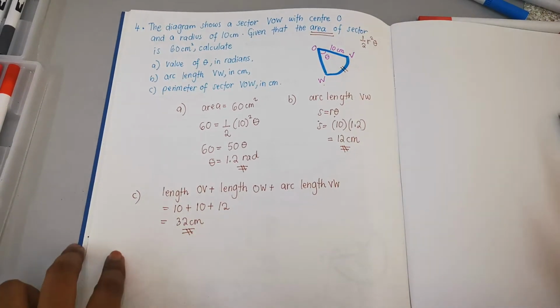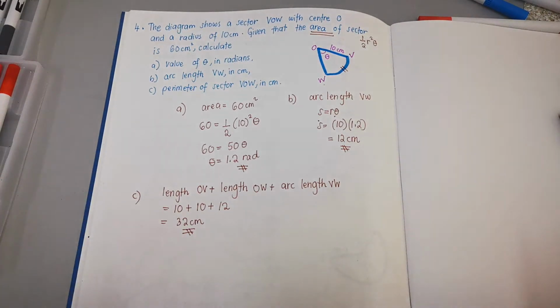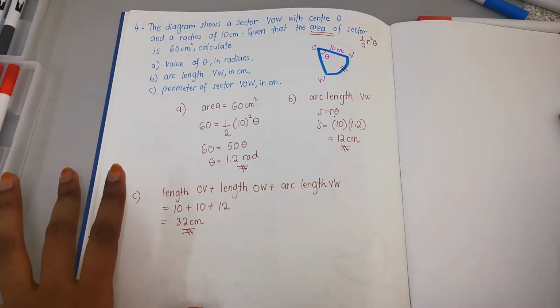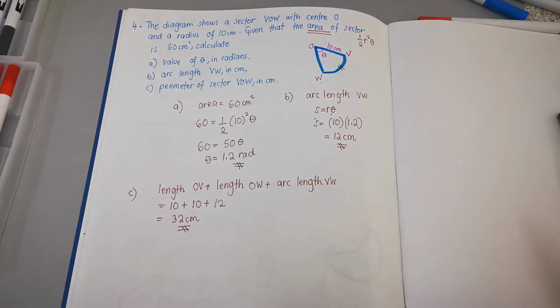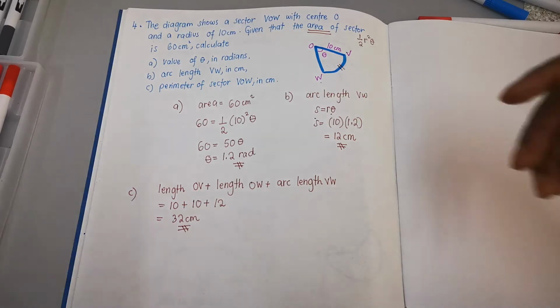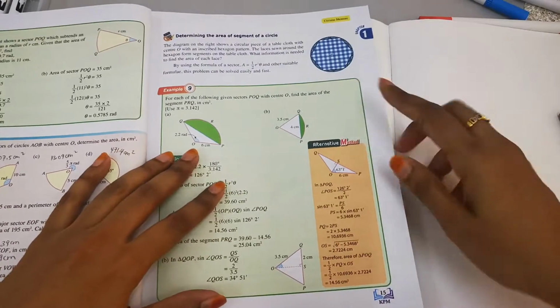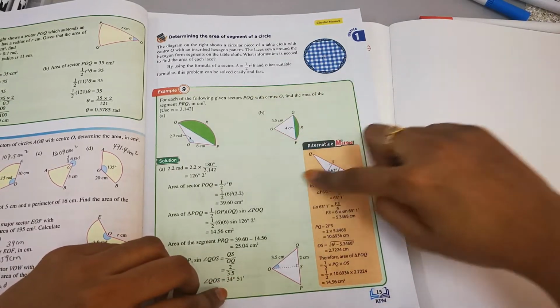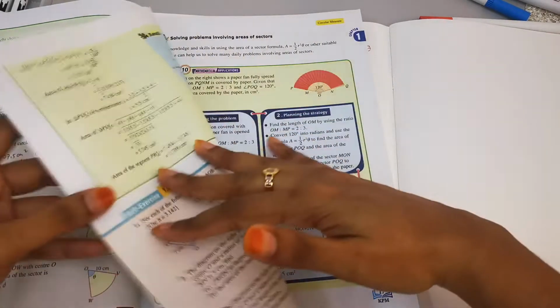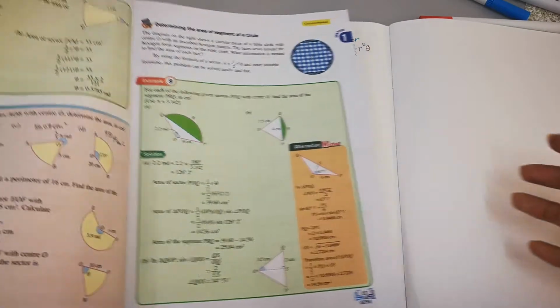Now after this, teacher is going to go into area of segment of a circle. So before I go to the next part, just be ready with page 16. We're going to do page 16 self exercise. But before that, I'm going to explain one example from the textbook. Look at your textbook, page 15. We are going to do example B. Alright, so let me get straight into it.